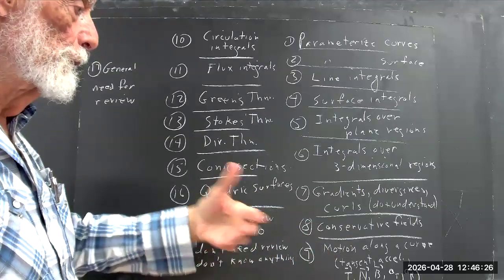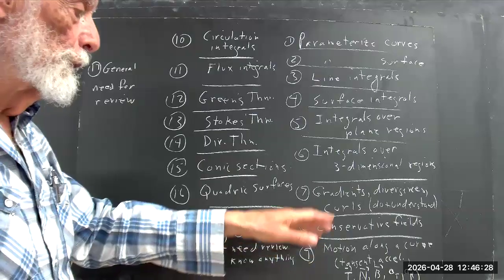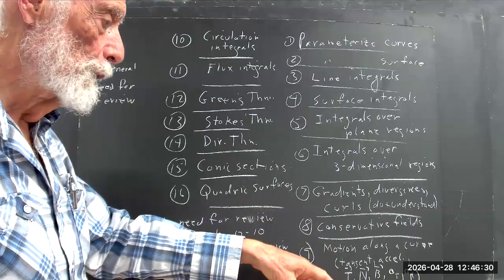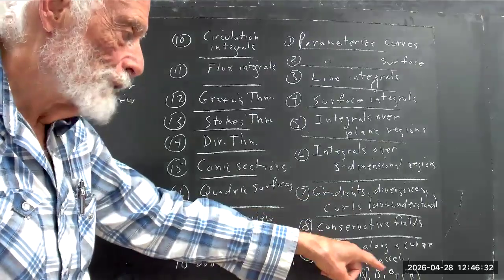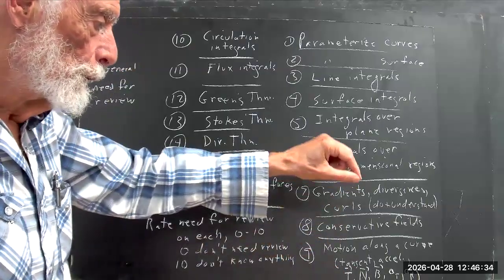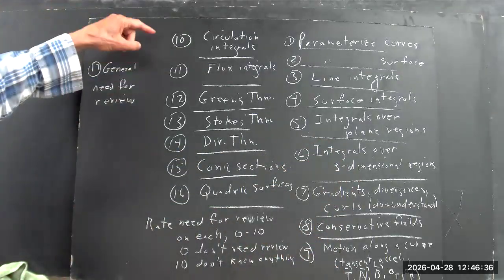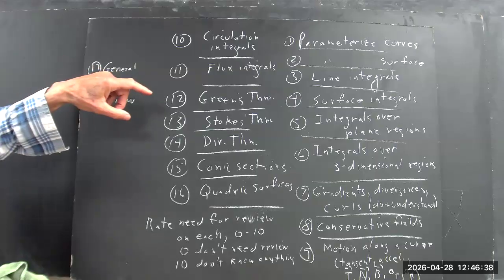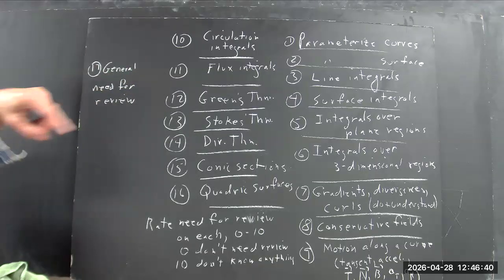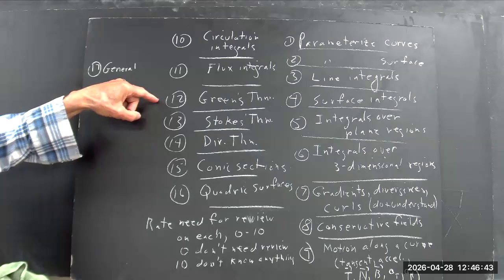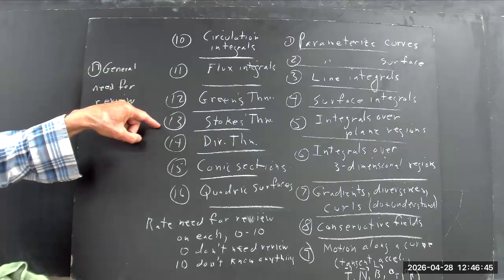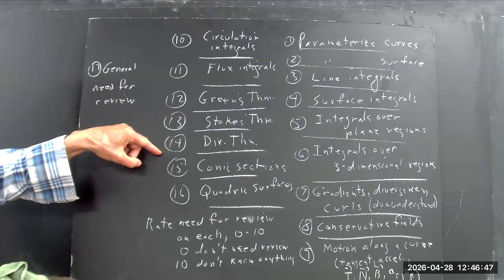That's like tangent vectors, acceleration vectors, unit tangent, unit normal, unit binormal, tangential and normal components of acceleration. Number 10 is circulation integrals. Number 11 is flux integrals. Number 12 is Green's theorem. Number 13 is Stokes' theorem. Number 14 is the divergence theorem.